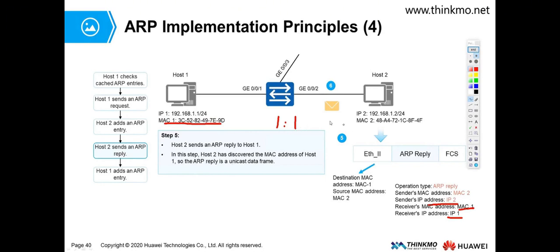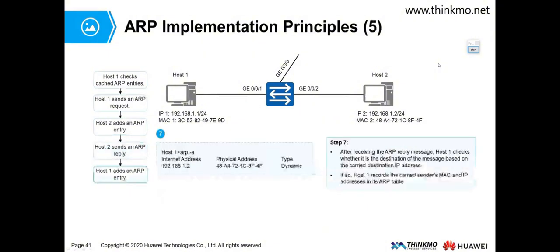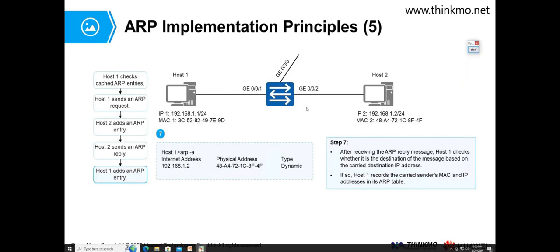Now, in this process, after replying to our host 1, he will know which host I want to find in the future. What is the MAC address of host 2? After receiving our ARP response packet, host 1 will check whether the destination IP it carries is the destination of its message. In this case, it will record in my table, oh, I finally found 192.168.1.2, and your MAC address is this, and it will be generated in my table. So in the future, when I look for you again, I can freely communicate with you.